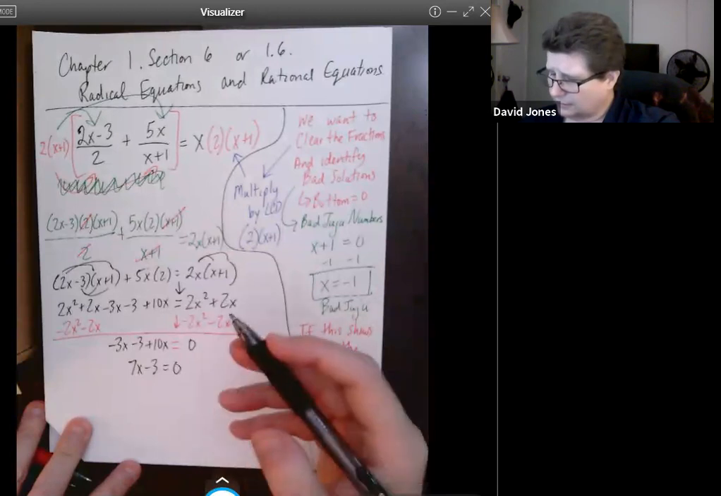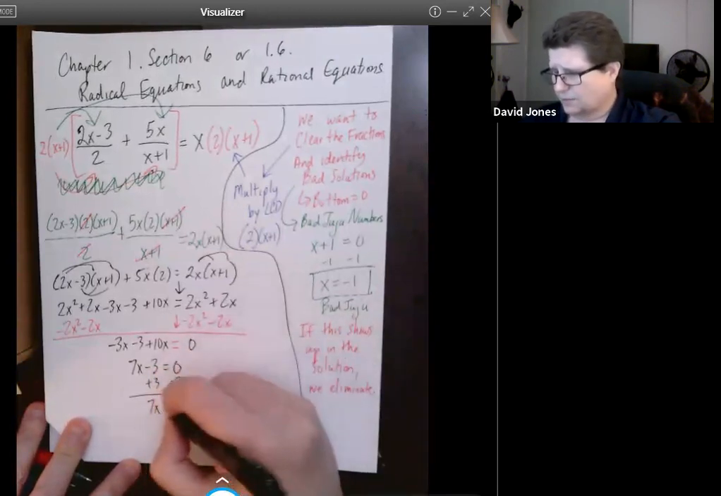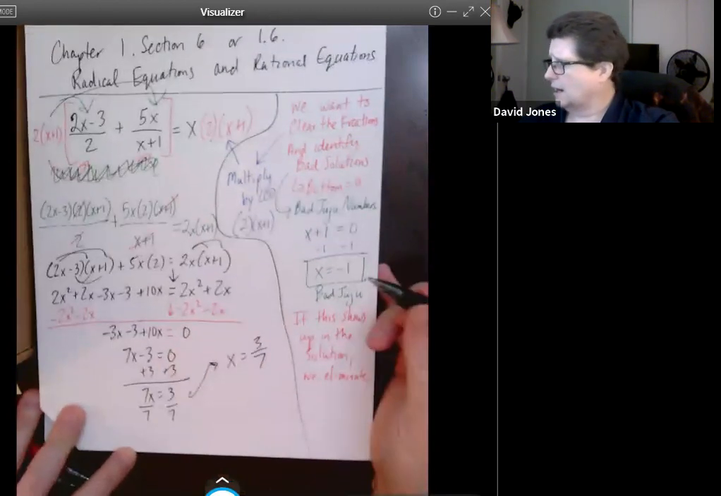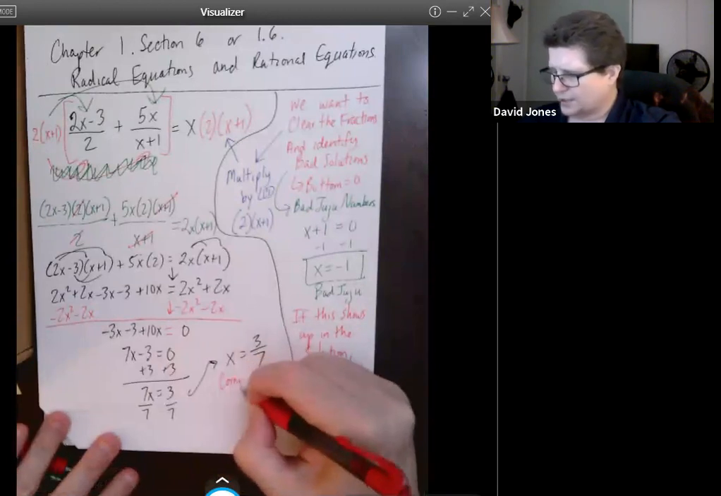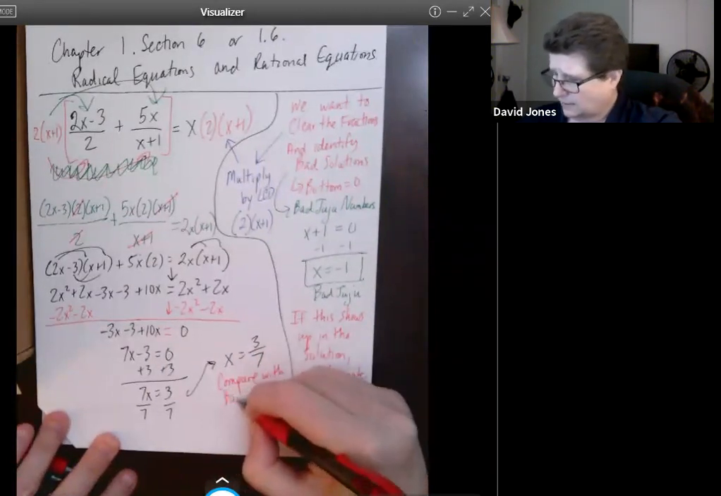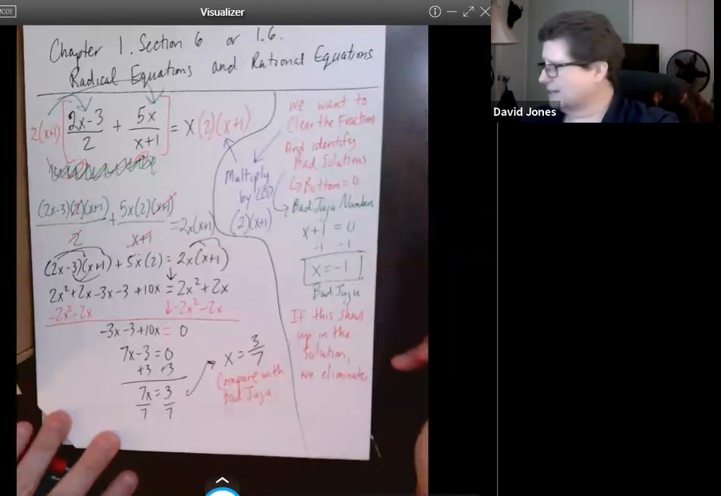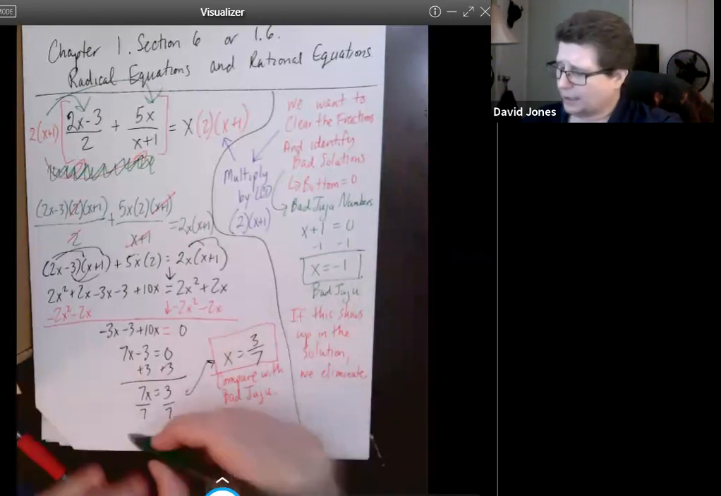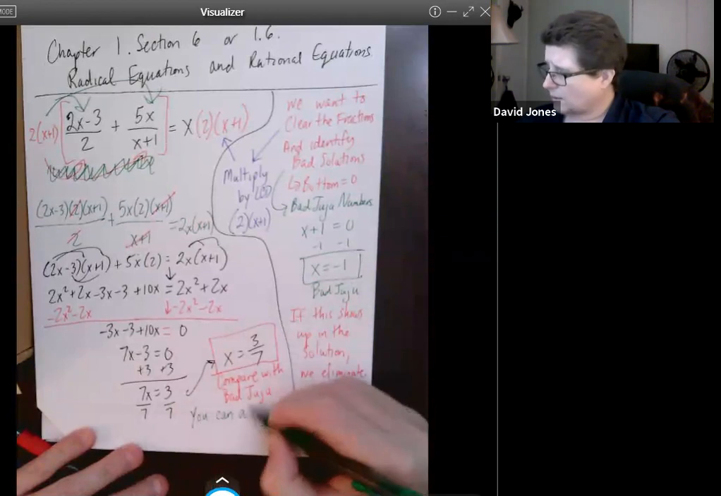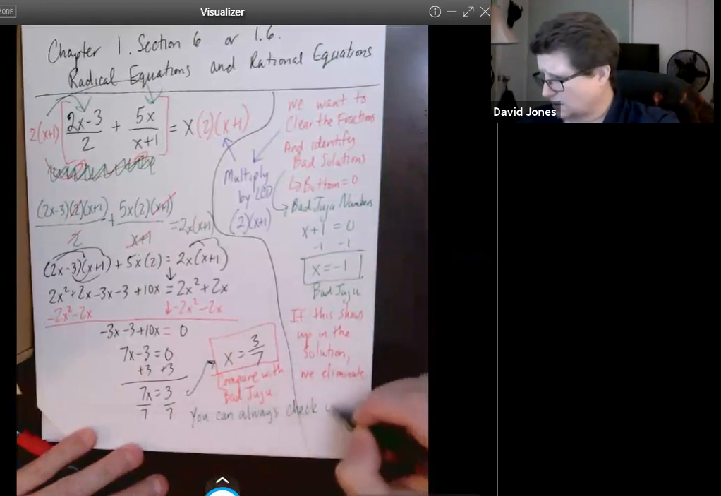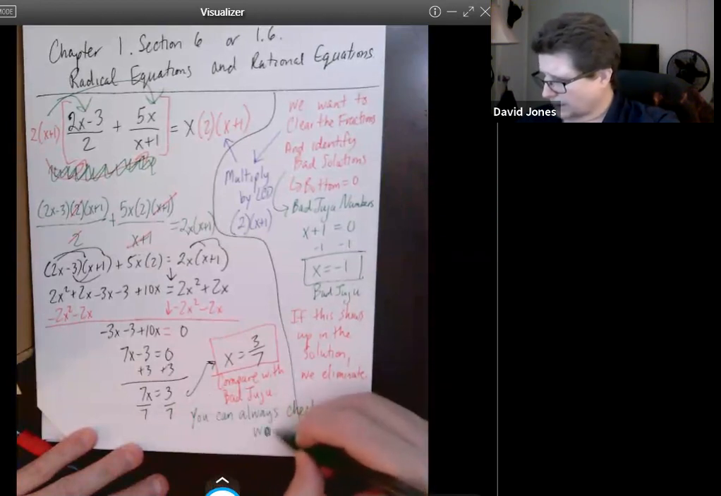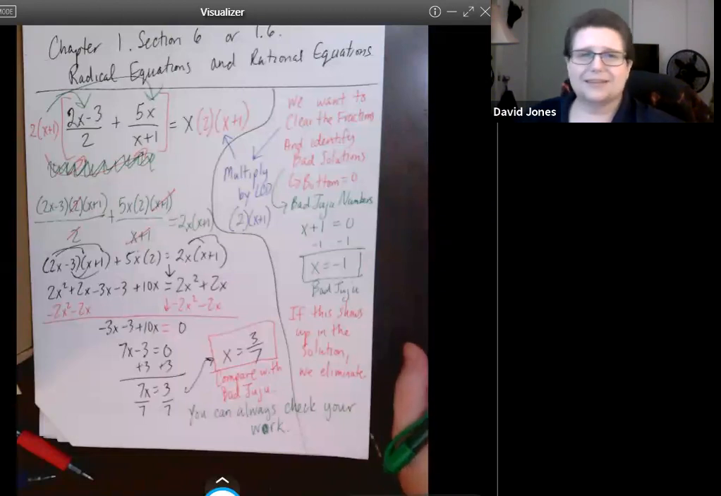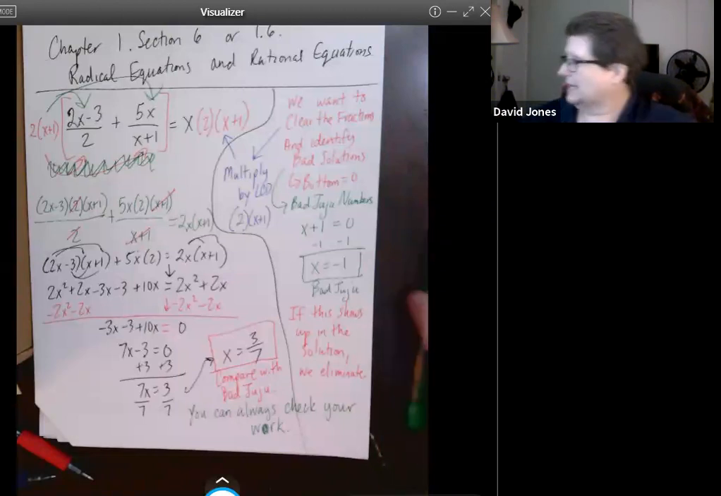To solve for x, we add 3 to both sides. We get 7x equals 3. Divide by 7, and we get x equals 3 sevenths. And then be sure to compare with bad juju numbers. In this case, x equals 3 sevenths is not a problem. So that's our answer. You can always check your work by plugging it back in. In fact, if you're not good with fractions inside of fractions, you should plug in 3/7 into this and work it out. It'll give you good practice.